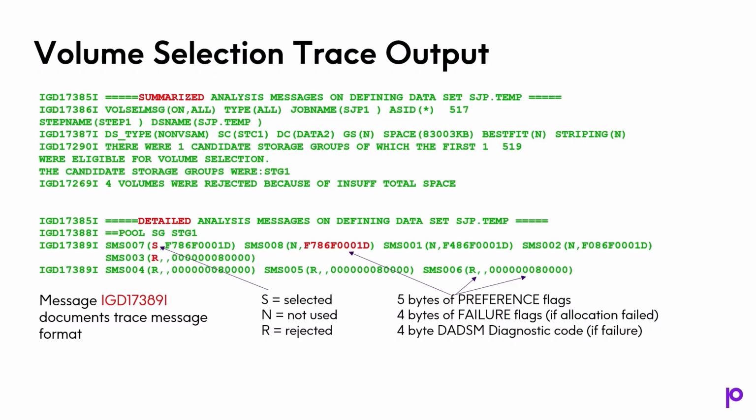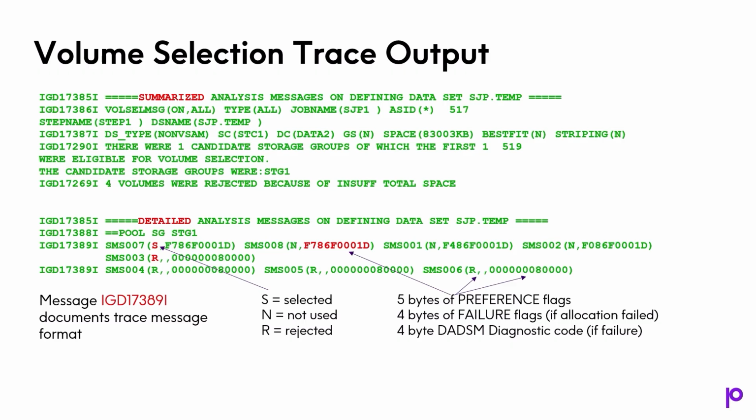Well, this particular data set was assigned to pool storage group STG1, and for every volume that was considered for allocation, for SMS7, for SMS3, for SMS4, we get a message that says, did I allocate to this data set? Was it selected? Or did I not select it, or did I reject it? So the first subparameter after the volume serial number is, did I select it? Did it not get selected, or was this volume rejected for some reason? If it was rejected, I'd like to know why it was rejected.